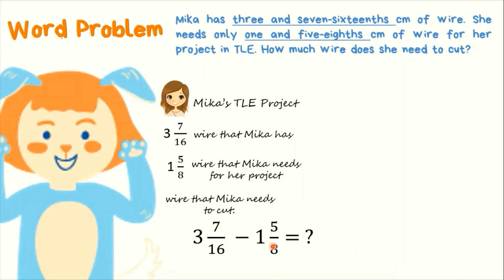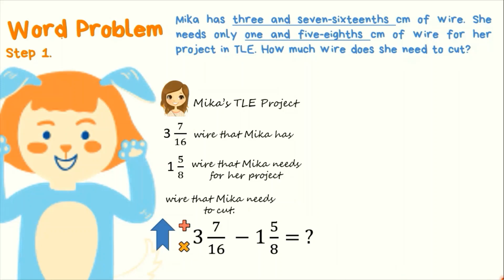Dahil itong dalawa ay mixed fractions, convert muna natin sila into improper fractions. Start tayo kay 3 7/16. To convert mixed fractions into improper fractions, we need to multiply the whole number by the denominator. And once we have the product, we have to add it to its numerator. Then, copy the denominator. Pataas yung kanyang proseso.